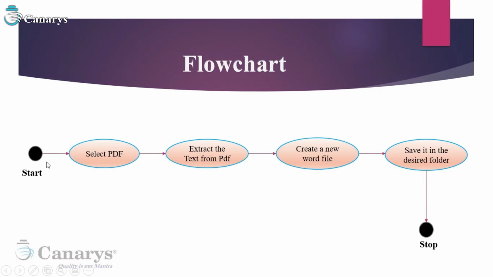Now let's see the flowchart. When we run the flow, first it will select the PDF which we have provided. Then it will extract the text from the PDF. Then it will create a new Word file to store the extracted text. Then it will save it in a desired folder. Then it will stop the flow.